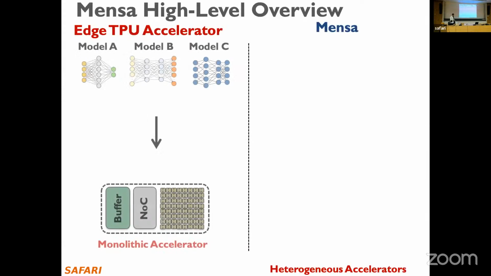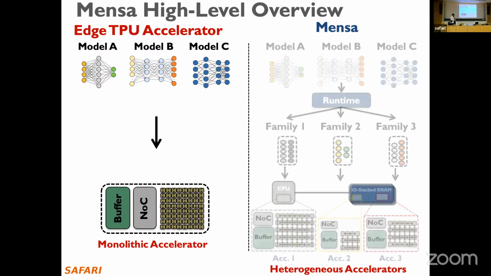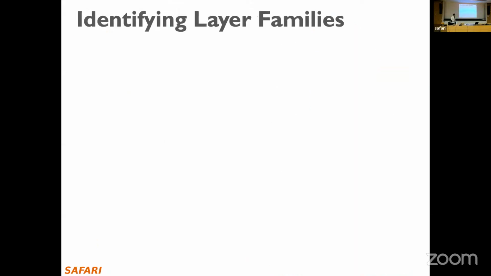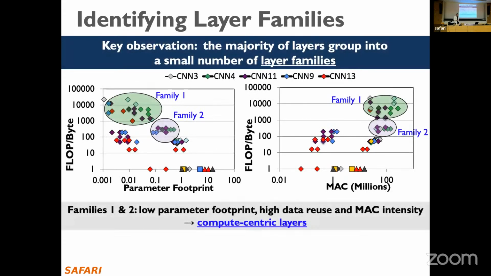And we come up with, so this is the baseline system. We have one monolithic Edge TPU accelerator that is used for different models and different layers. Our proposal here is to decouple and to have different accelerators, each one of them specialized for particular characteristics of a given layer, and then doing the execution by mapping each layer to the given accelerator, overall improving performance, energy, and utilization.